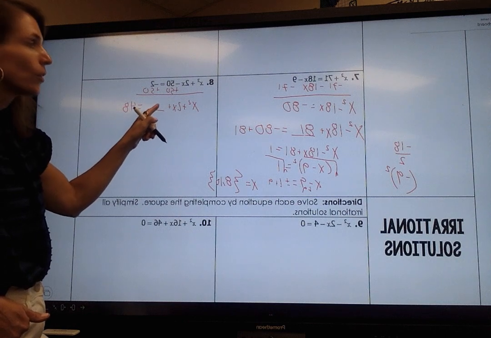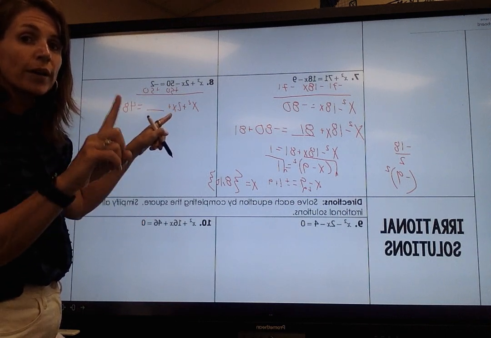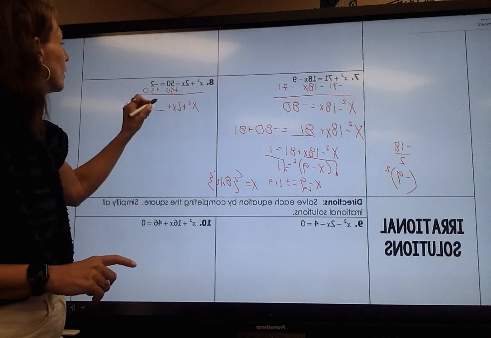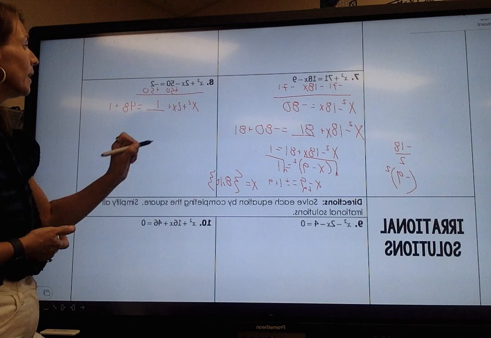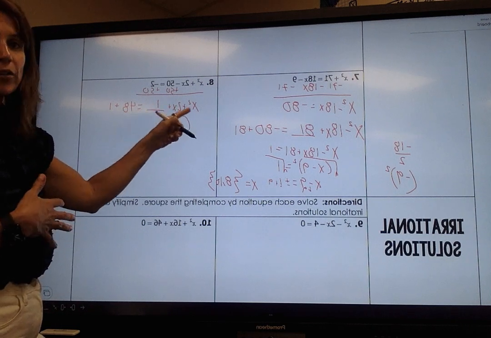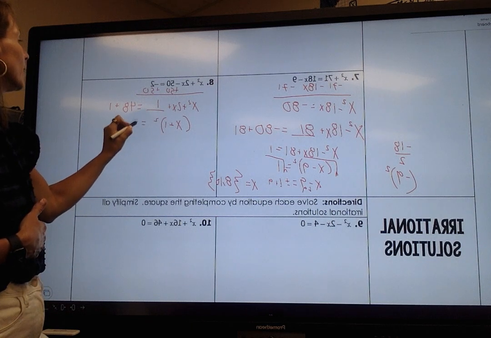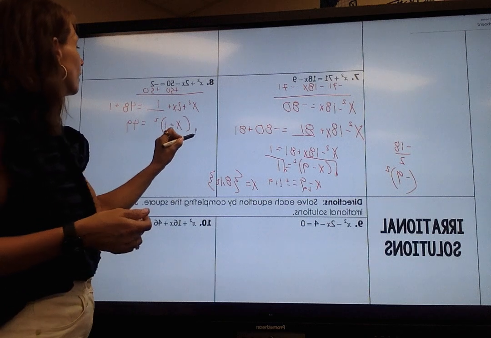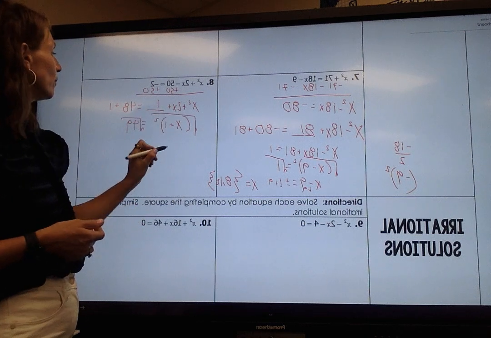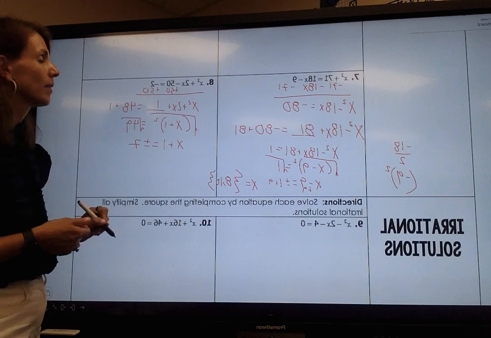Now to get this third term, I take my linear term 2, I divide it in half, which is 1. 1 squared is 1. So I'm getting 1, and whatever you do to one side, you do to the other side. Now I can factor this perfect square, and I get (x + 1)² = 49. And now I just do what I've been doing. I square root, and I get x + 1 = ±7.